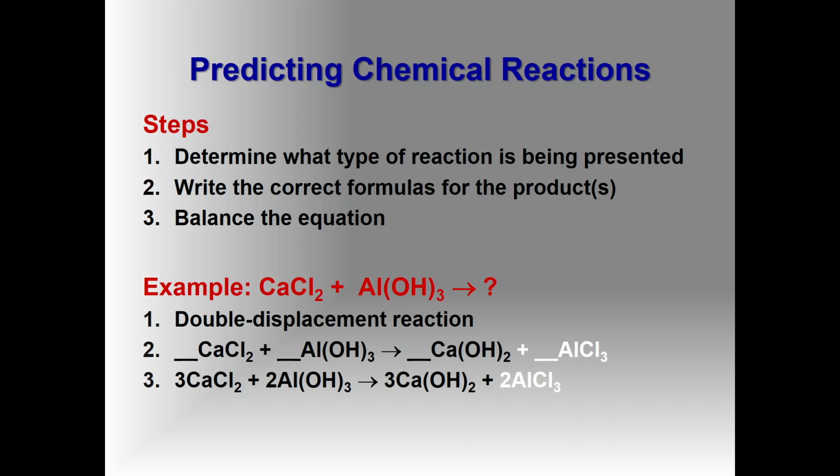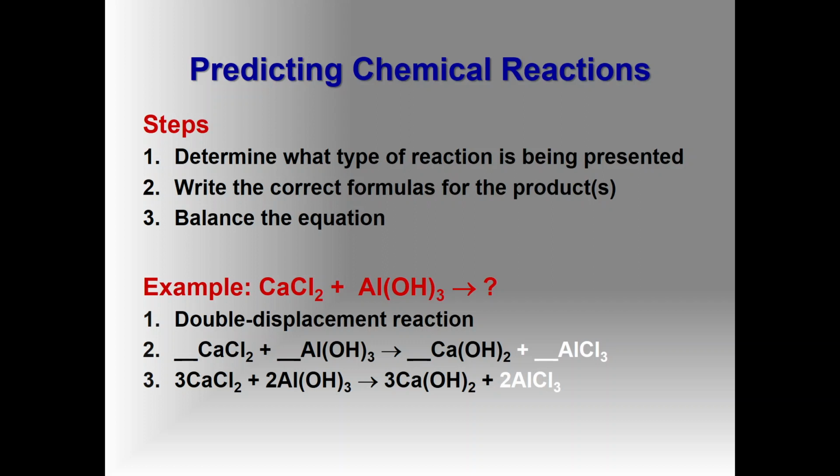So, here we have two ionic compounds that are being mixed together. Since we have two ions for each thing on the left and the right, we can guess that this is probably going to be a double displacement reaction. They're probably going to swap cations, or swap anions, either way works.